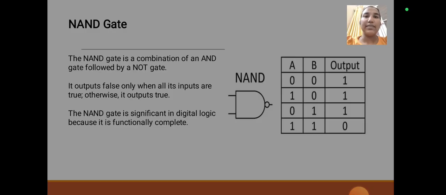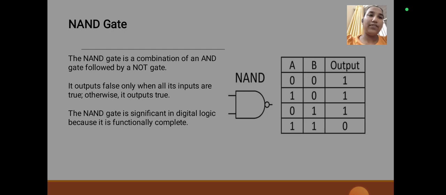NAND gate. The NAND gate is a combination of an AND gate followed by a NOT gate. It outputs false when all its inputs are true, otherwise its output is true. The NAND gate is significant in digital logic because it is functionally complete.